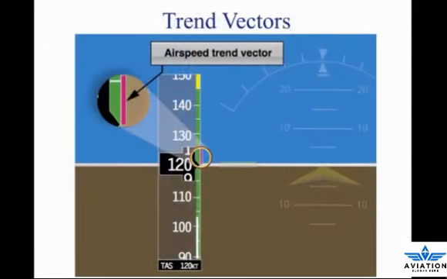Trend vectors are magenta lines which move up and down both the ASI and the altimeter. The ADC computes the rate of change and displays the 6-second projection of where the aircraft will be. Pilots can utilize the trend vectors to better control the aircraft's attitude. By including the trend vectors in the instrument scan, pilots are able to precisely control airspeed and altitude.